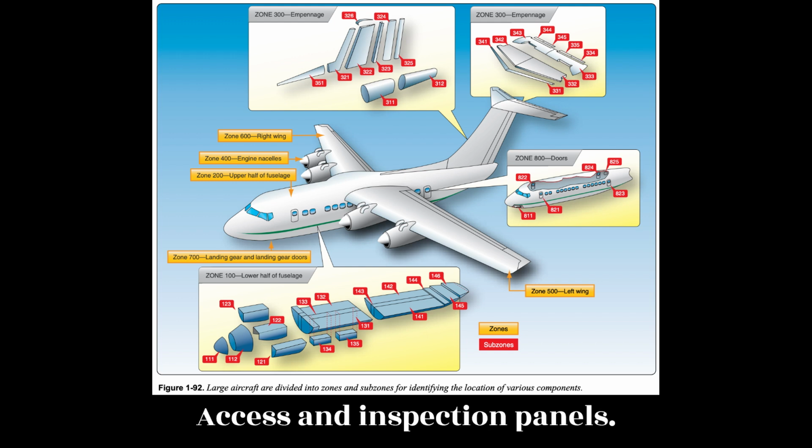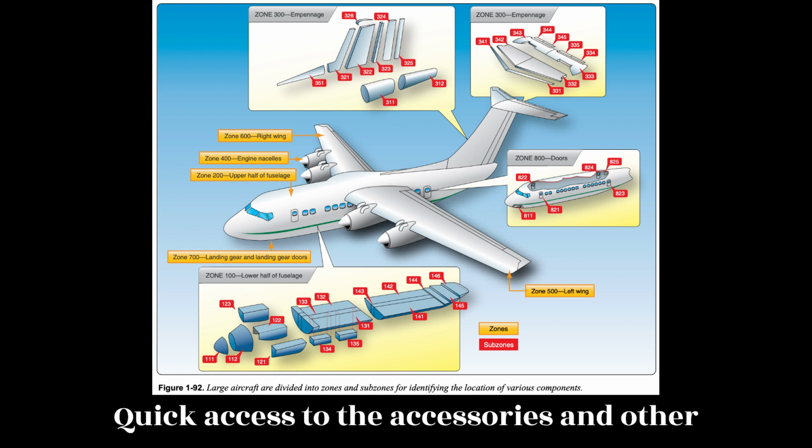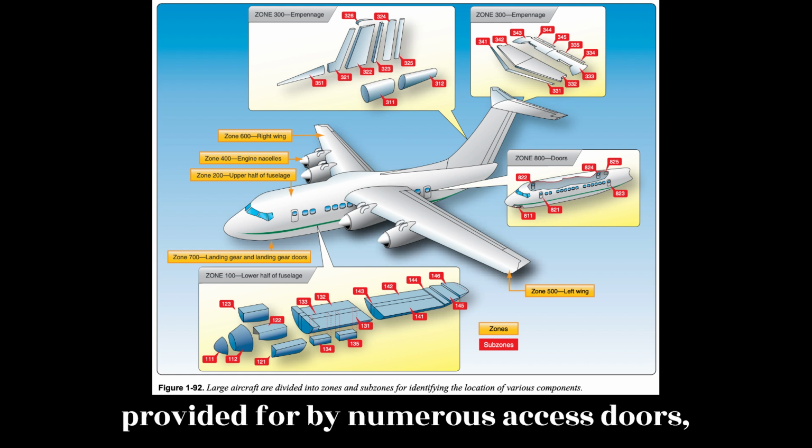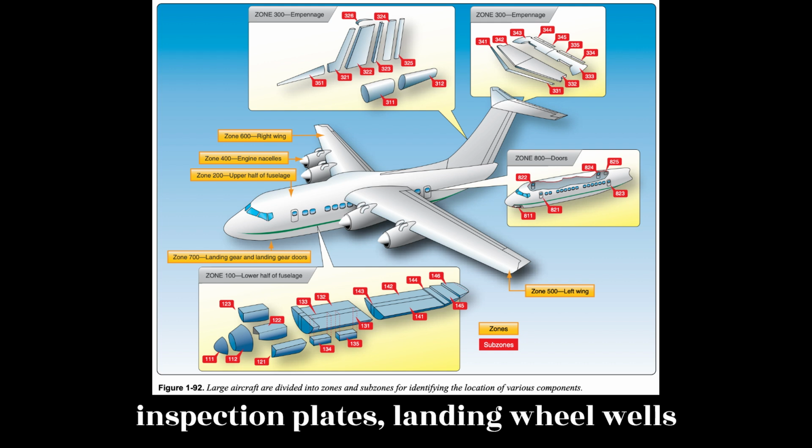Access and inspection panels. Quick access to the accessories and other equipment carried in the fuselage is provided for by numerous access doors, inspection plates, landing wheel wells, and other openings.